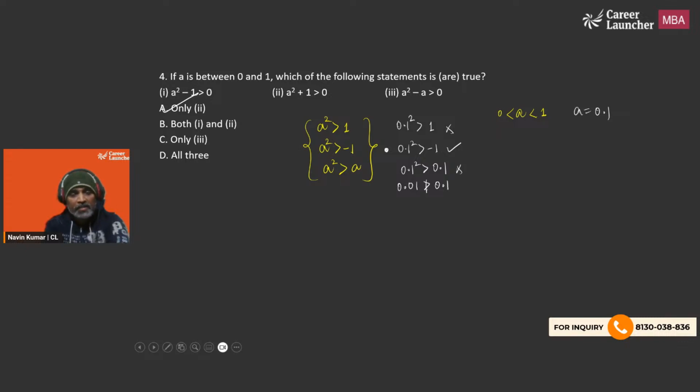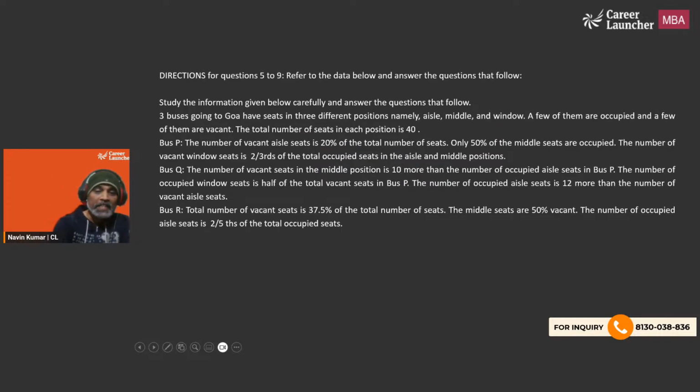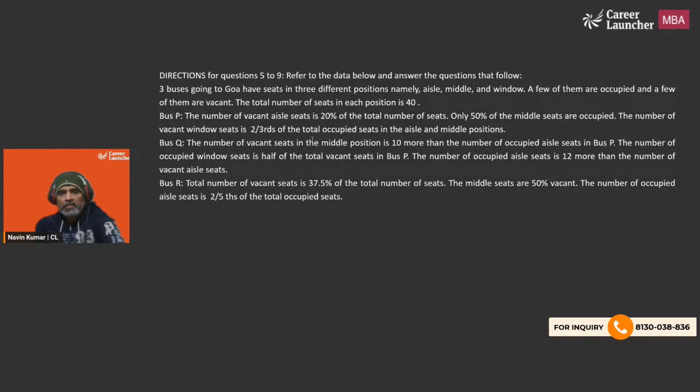Correct? So now let's look at a set. So we have got a 4 question based set here. Three buses going to Goa have seats in 3 different positions, namely aisle, middle, and window. A few of them are occupied and a few of them are vacant. The total number of seats in each position is 40. So basically there are 120 seats.